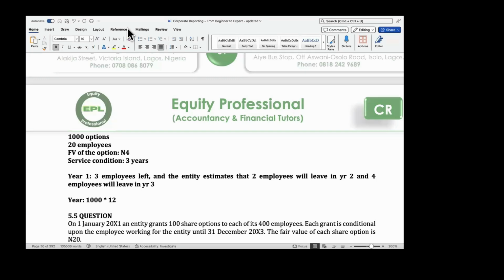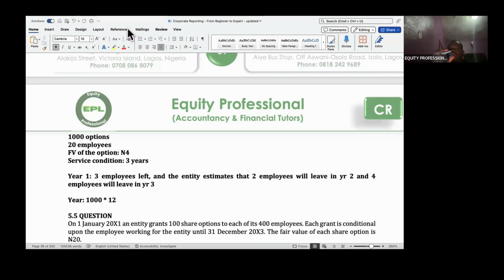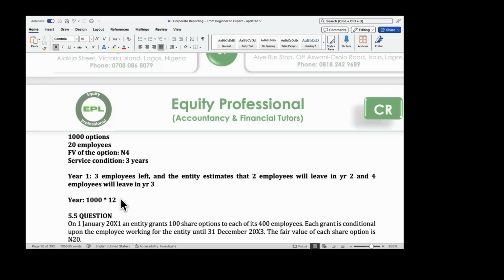11. 11. Okay. Any other 12? Any other person? Yes, 11.